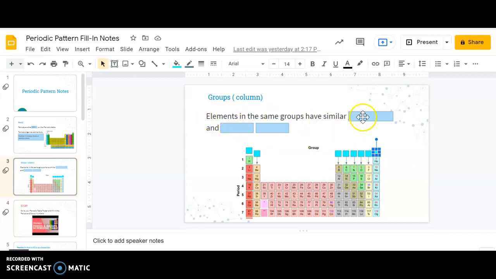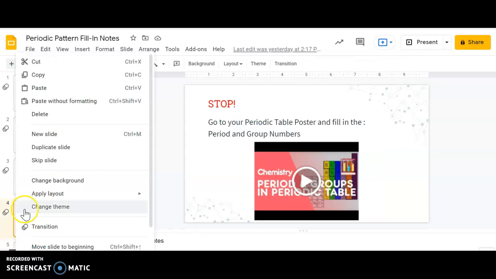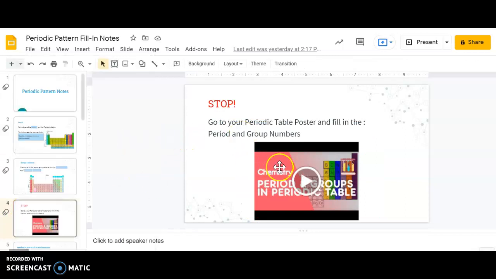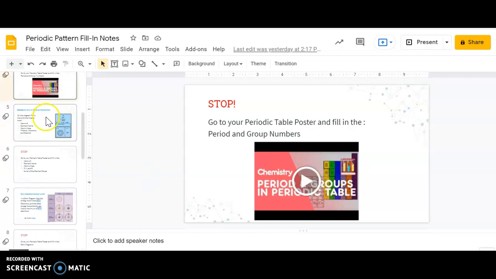So elements in the same group have similar properties, which is going to go in this box here, and valence electrons, V-A-L-E-N-C-E, valence. That's the outermost electrons. Because we know our atomic number tells us the total number, but our group, so group 1 would have 1 electron on the outside, group 2 would have 2. And for further notes on this, you can see this slide here has a video to watch going over groups and periods to explain a little more.